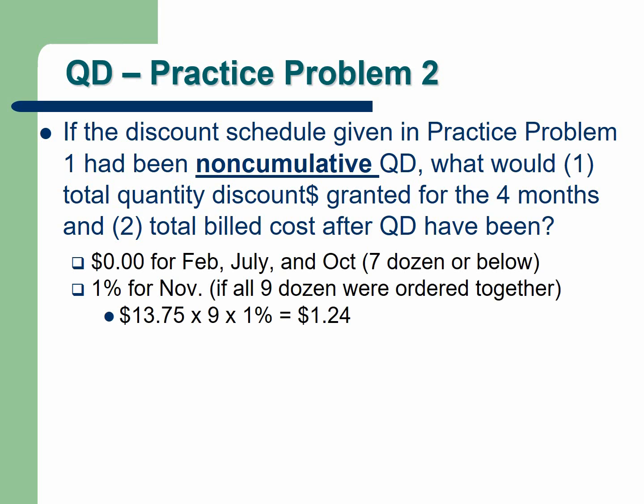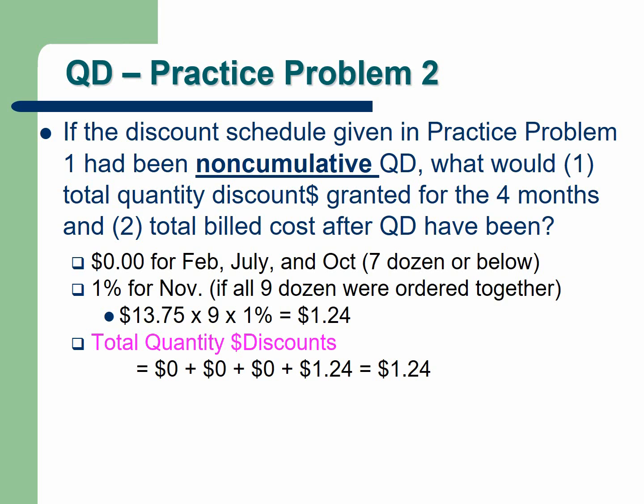So first we had to check each of the 4 orders against the discount schedule. And we found that the February, July, and October orders were all 7 dozen or below. So there's 0% quantity discount that the buyer could receive for these 3 orders, right? Only the last order, the November order, was 9 dozen. So it was applicable to receive a 1% quantity discount. Okay, so only for the last order, the November order, a quantity discount can be given, and that quantity discount percent will be 1%.